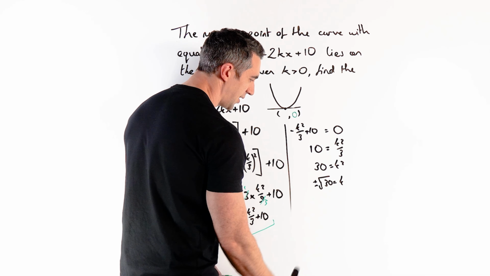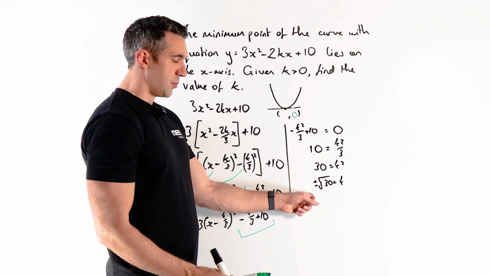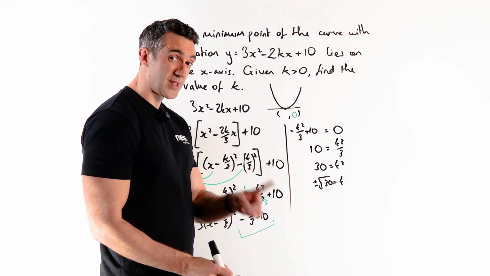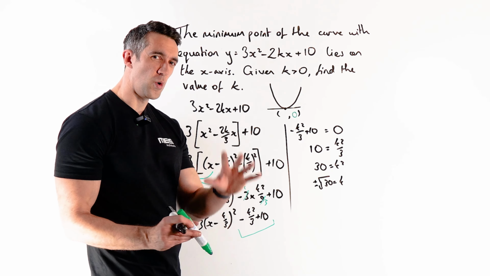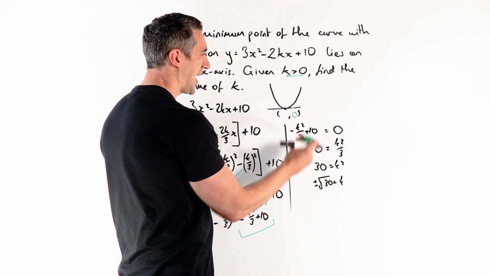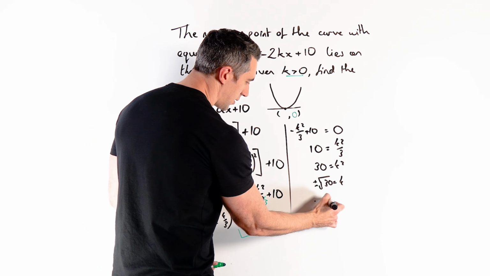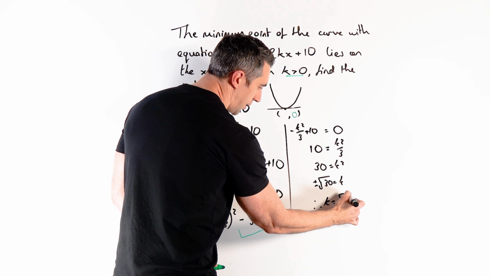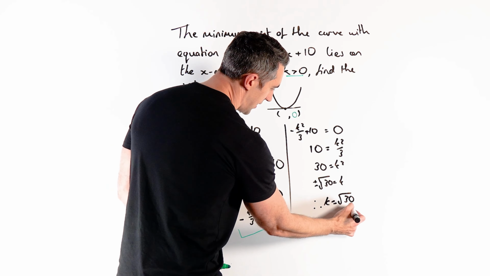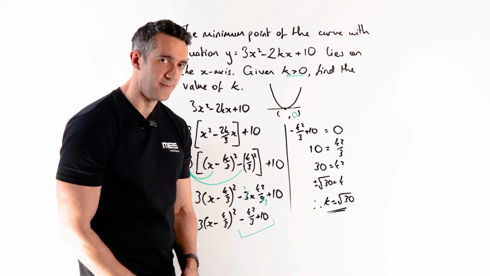There's not much I can do with that, it's just a root 30. But remember, I don't want to leave my answer like that because I was given an extra bit of information. I was told k had to be positive, so therefore we know it must be root 30, as in positive root 30, and not our negative version.